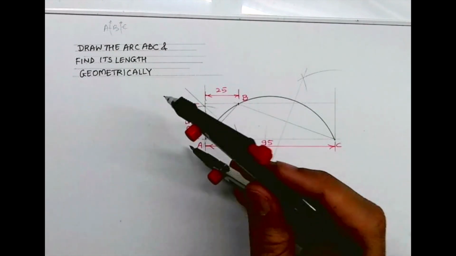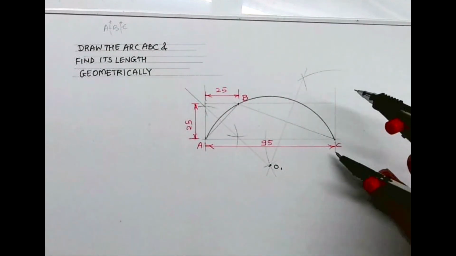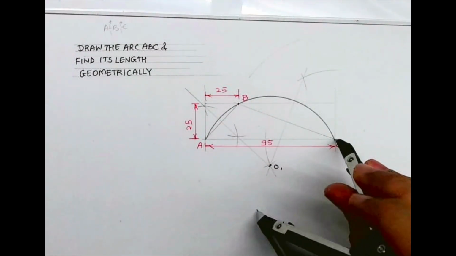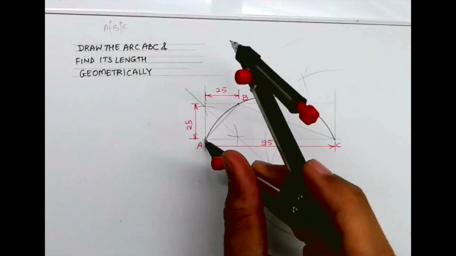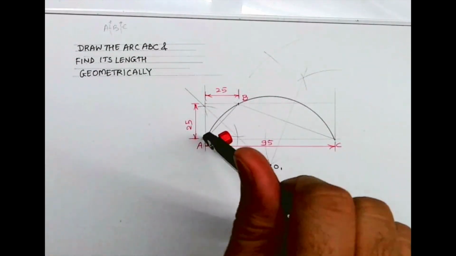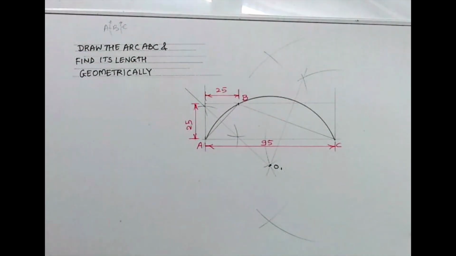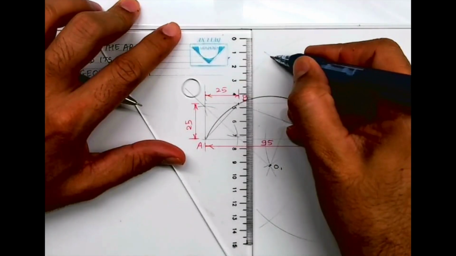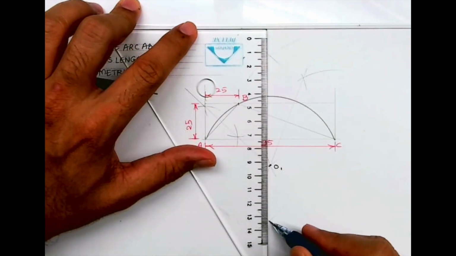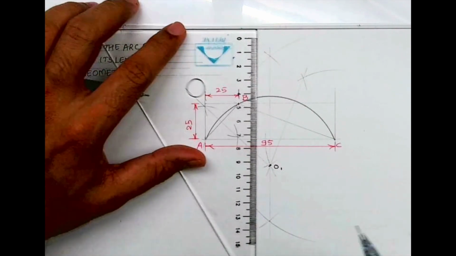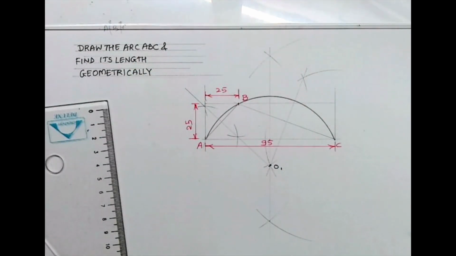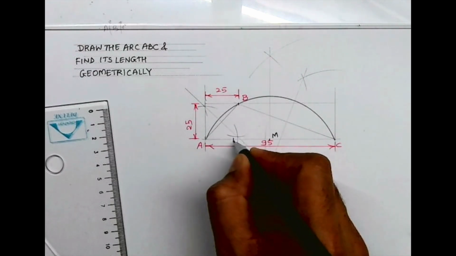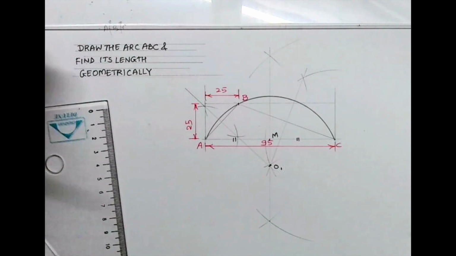After drawing this curve ABC, now we need to find its length geometrically. So what we need to do, we need to bisect line AC. So we'll bisect AC. This is M, this is AM, this is MC.